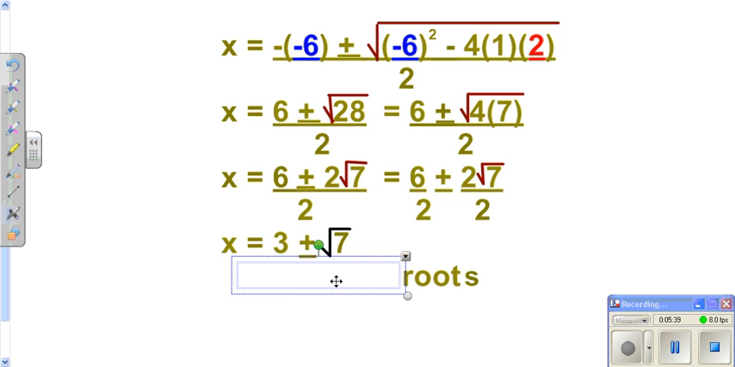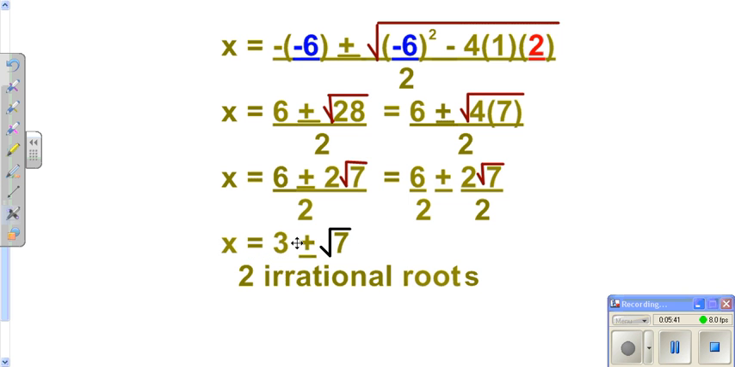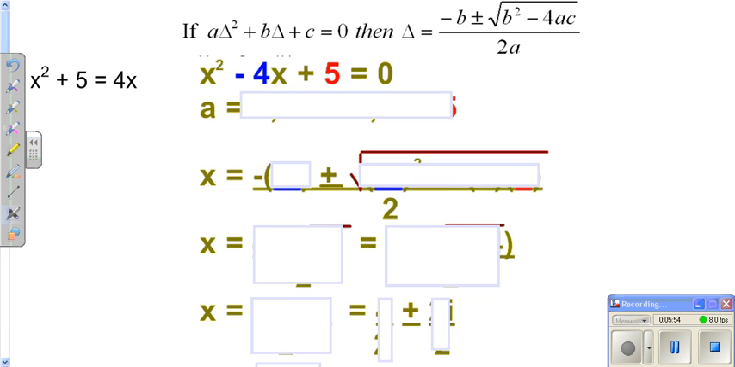So in this case, we have 2 irrational roots. Now, we're not going to break this apart and try to find the 2 different values, because there's nothing we can do to combine our 3 together with our root. So we get 2 irrational roots.